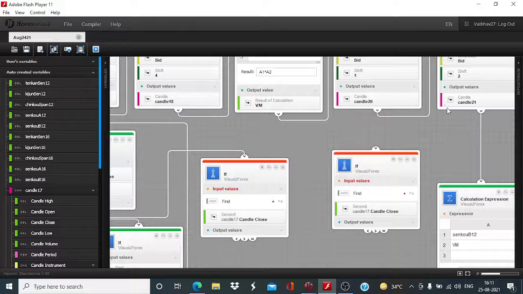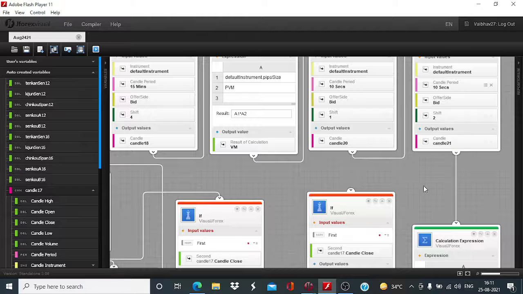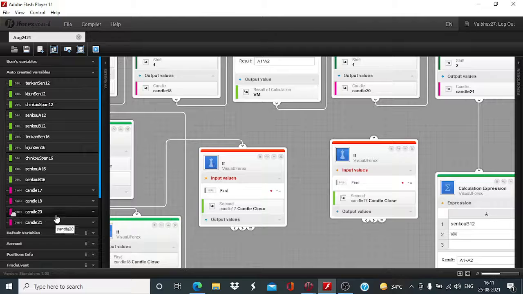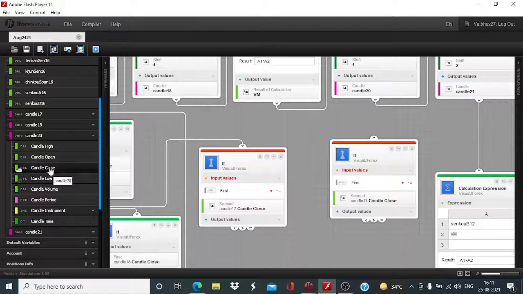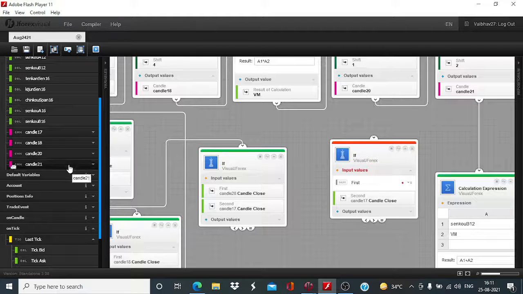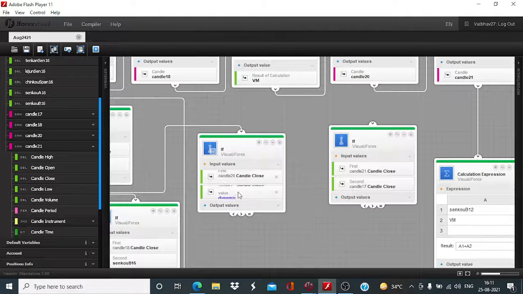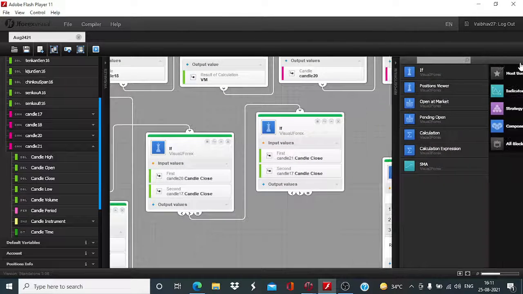and compare it to the candle 20 and candle 21's closing values, which have the look back period of 1 and 2 respectively. So we take candle 20 candle close. Candle 20 has a look back period of 1 and candle 21 has a look back period of 2. So this should have closed higher, first input greater than second input, whereas candle 21 should have closed lower.